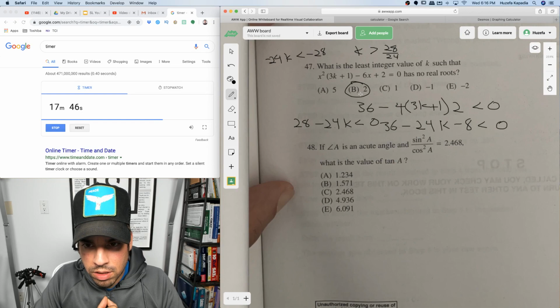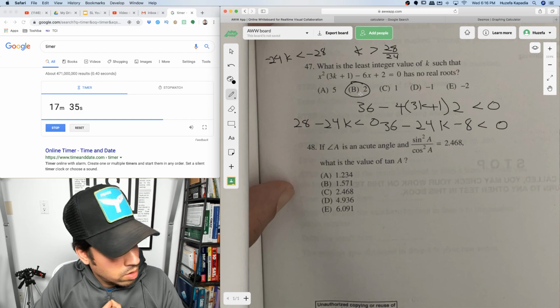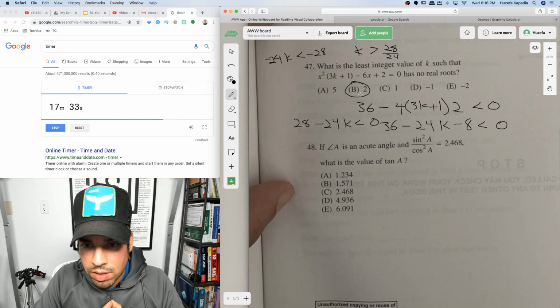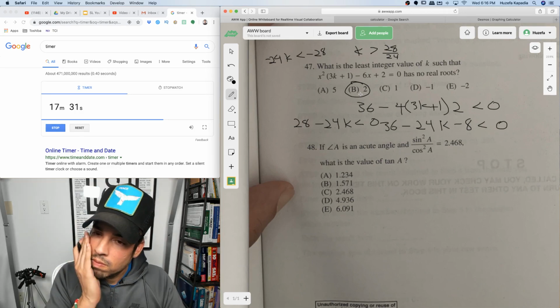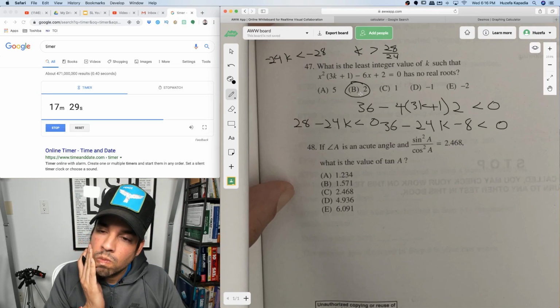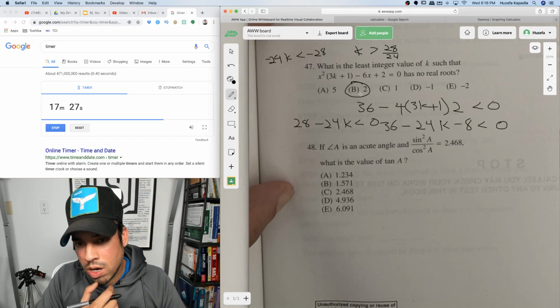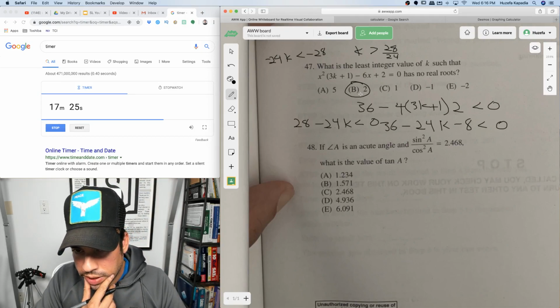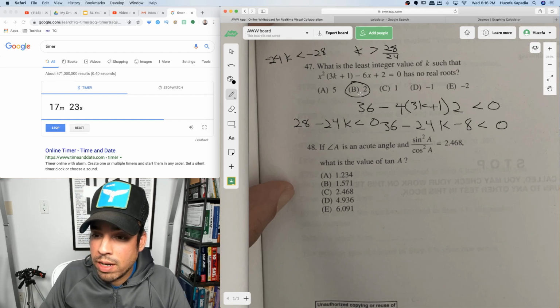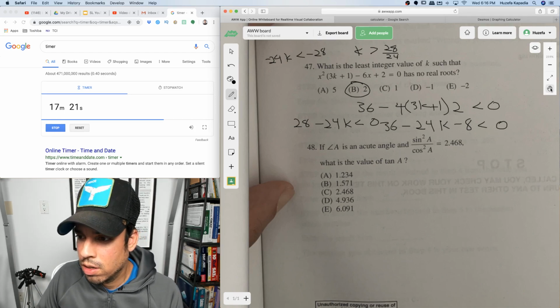Let's just double check. 6, 7, 7x squared. 36 minus 56. If it's 1, it would have been 4, 2, 8, 32. Yeah, I think it's right. Okay. I think it's right.